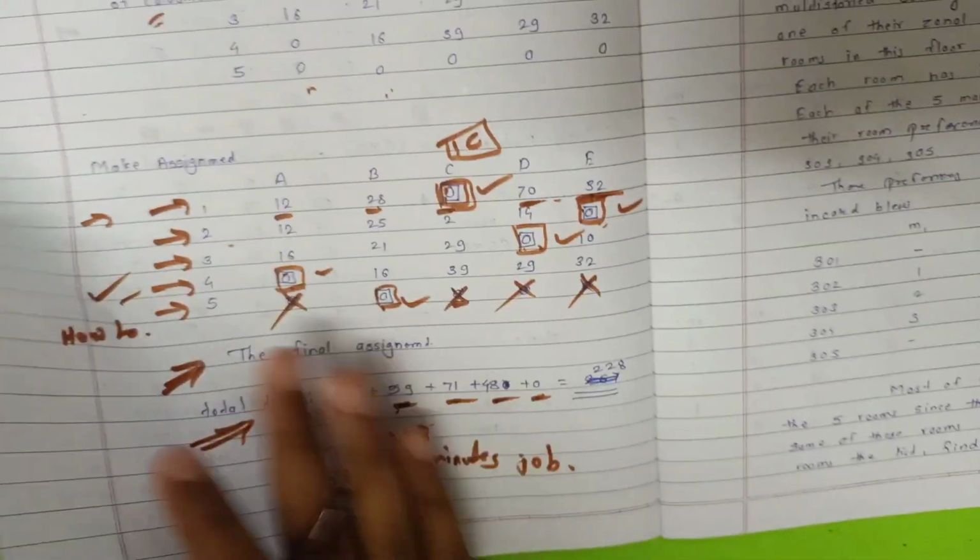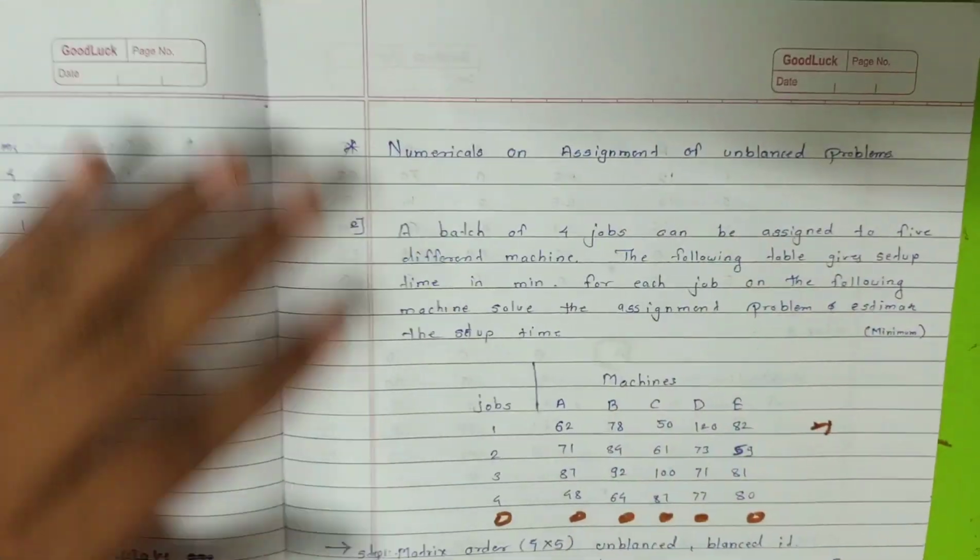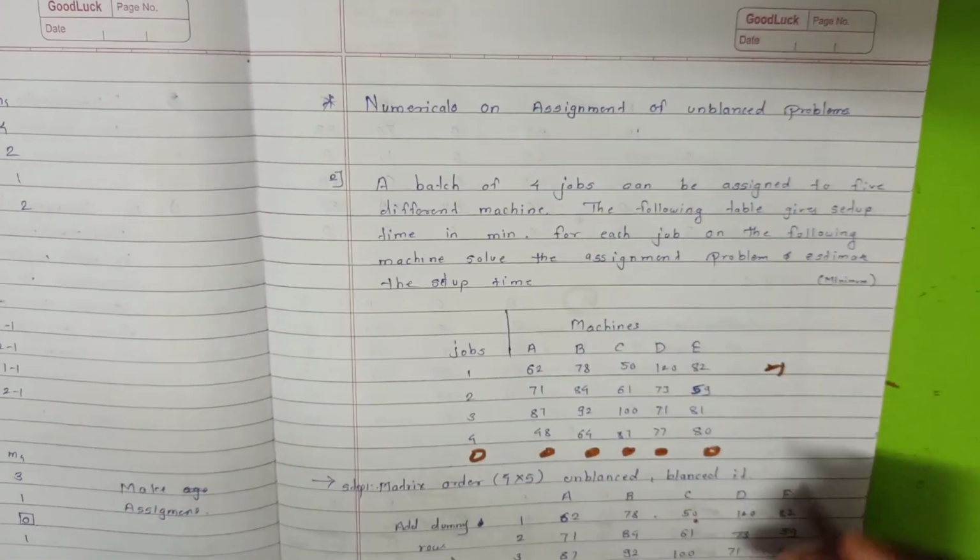So that is the solution for the problem of the assignment of an unbalanced problem using the Hungarian method.